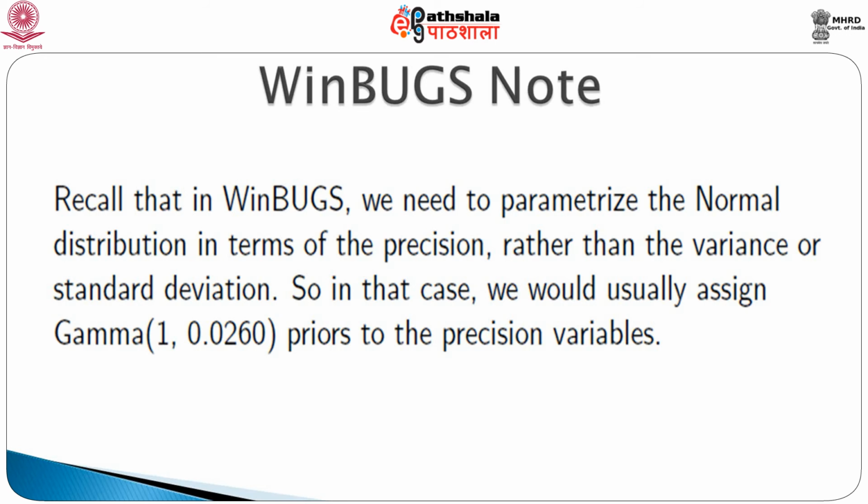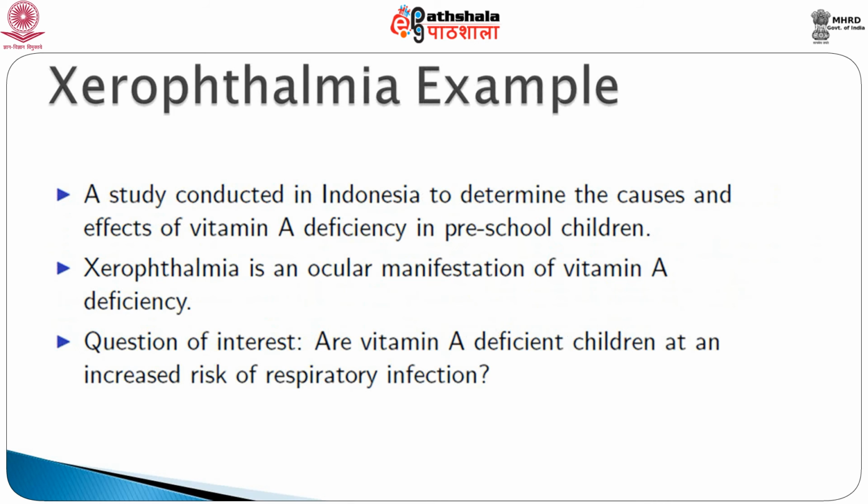Recall that in WinBUGS, we need to parameterize the normal distribution in terms of the precision rather than the variance or standard deviation. So in that case, we would usually assign gamma priors to the precision variables. We go through an example.